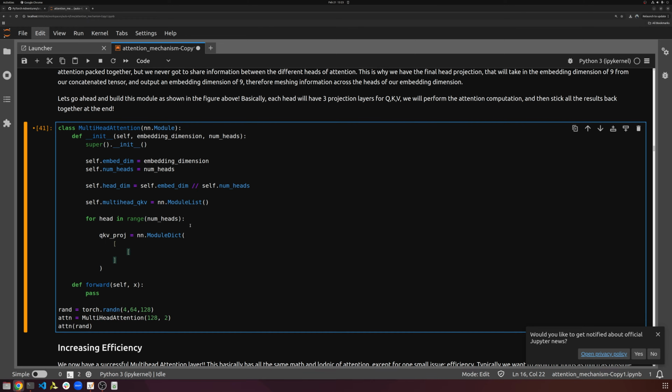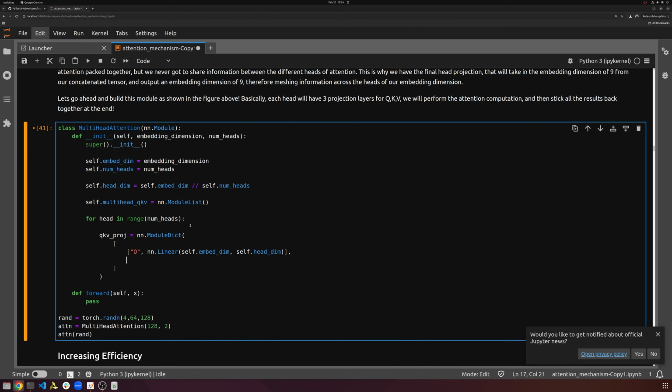So we're gonna call this first one Q, and Q is gonna be an nn.Linear with self.embedDim as the input, but self.headDim as the output. And that's what's different from before. Before we did embedDim to embedDim. Now we're doing embedDim to headDim, right? The dimension of every head.